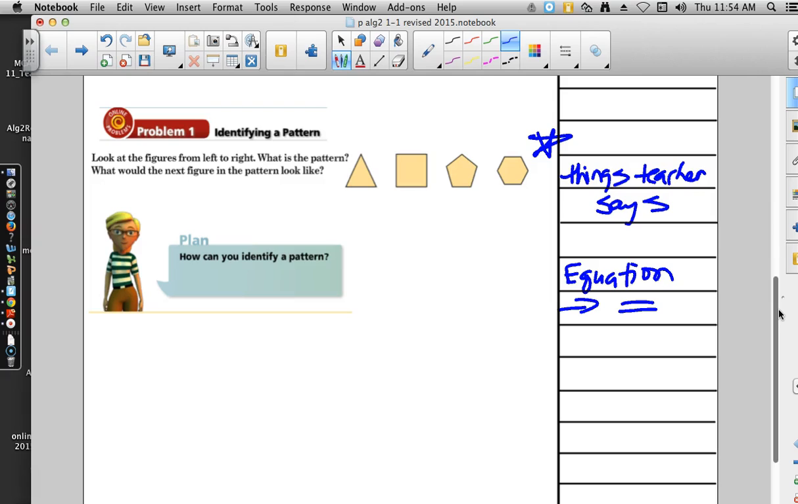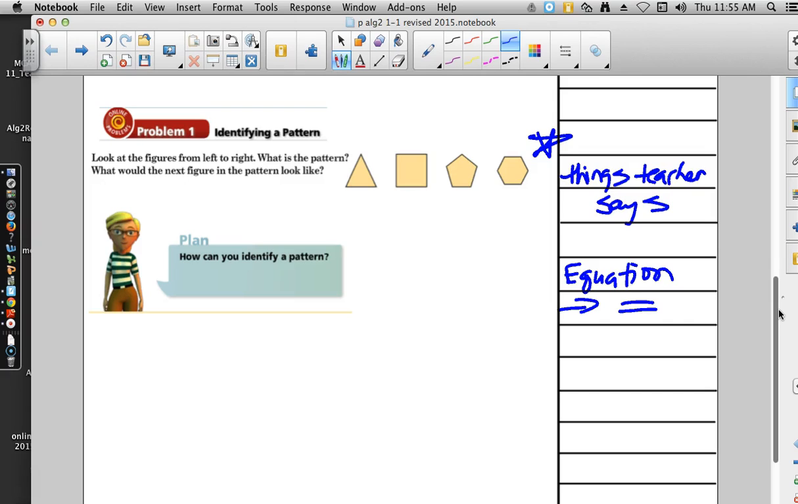Problem number 1 says we're going to identify a pattern. Look at the figures from left to right. What is the pattern? So take a second now, see if you can figure out the pattern. And then it says, what would the next figure in the pattern look like? Well, of course, we see the triangle, and it might be a square or a rectangle. Without markings, we don't know.